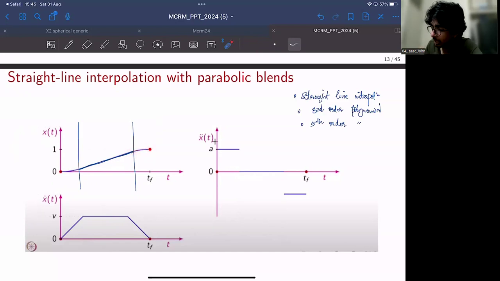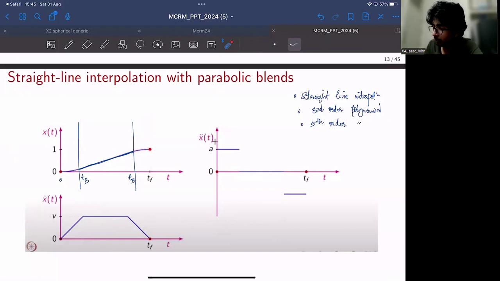So I'll label these times of interest as 0, TB, and this would be TF. This time period, from the initial position to the position where it starts a straight line trajectory, we would call the time for blending. And this is also another time for blending, to decelerate into its final position.